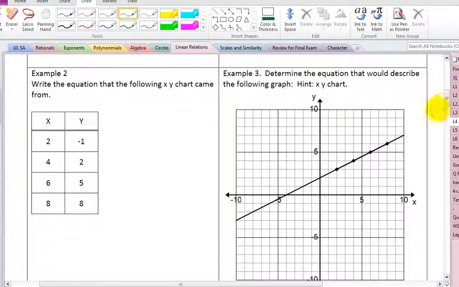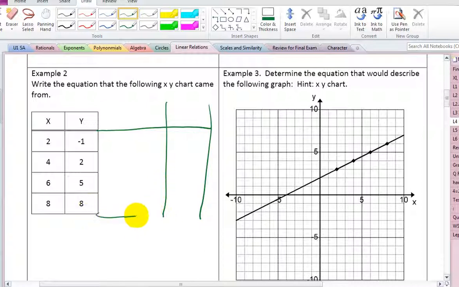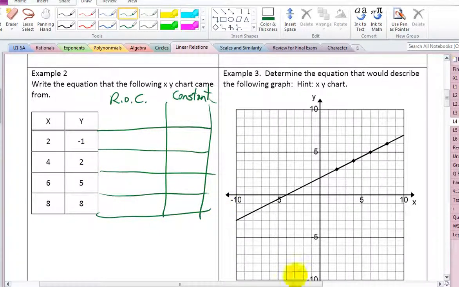Write the equation that the following XY chart came from. So what are you going to have to draw onto your table? What are you going to have to make? You have to make 2 more columns, folks. You have to make a rate of change column and a constant column. Okay, go ahead. Find the rate of change. Find your constant. Go.